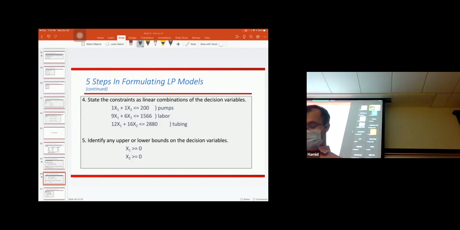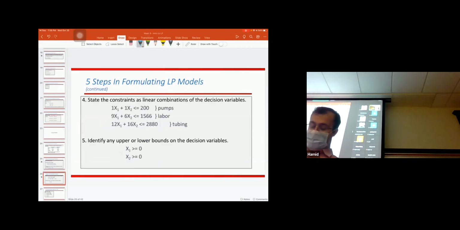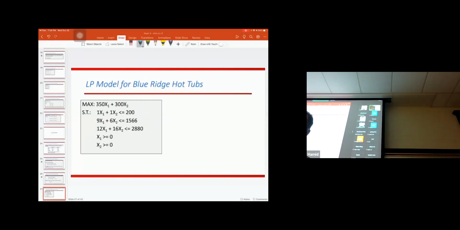So let me just review again. First, you decide what your decision is about, so you find your decision variable. Then you want to see what your goal is, so your objective function is maximizing the profit times the decision variables' value. Also, you know that you have some limitations for resources. Let's put all of them together.